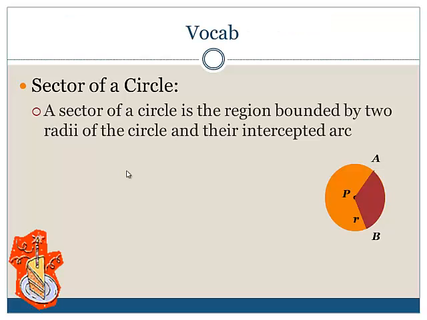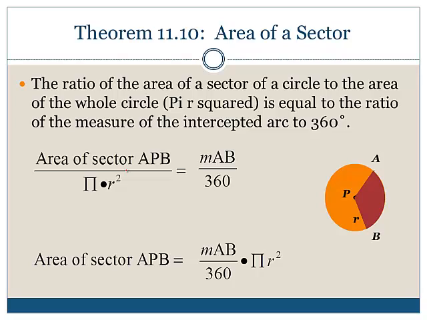And looking at some vocab. Sector of a circle. So a sector of a circle is the region bounded by two radii of the circle and their intercepted arc. Looking down at our circle, it looks like a piece of pie has been taken out. It looks like somebody had cut it out, and that's represented by the red section of the circle. That would be section APB. And then theorem 11.10 is the area of a sector.